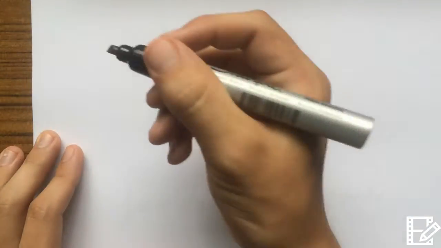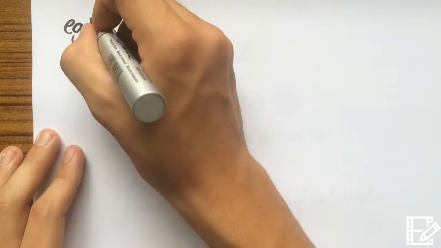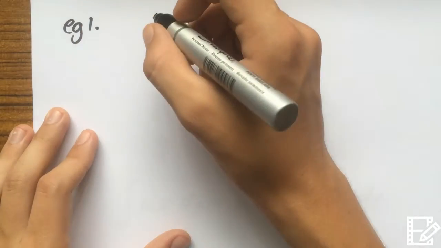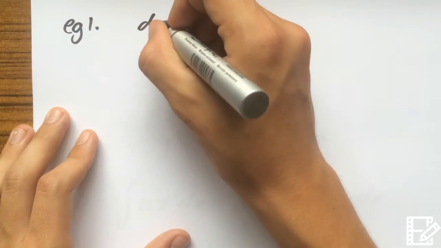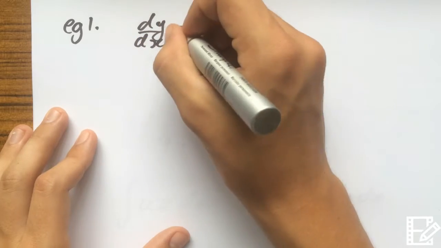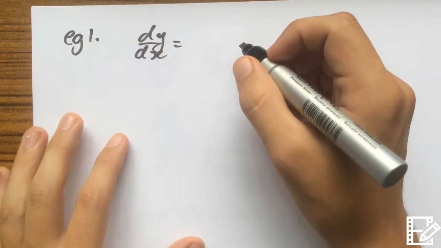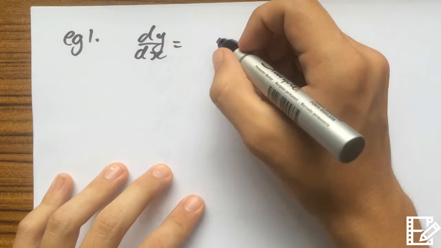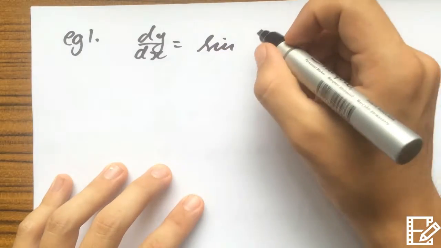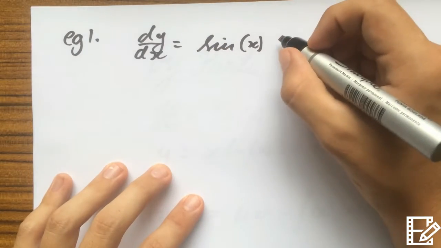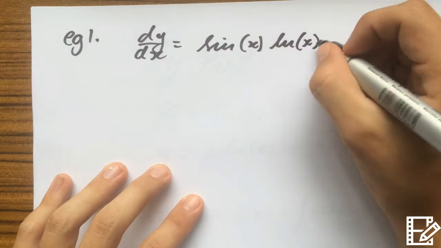Let's get started. Example 1. We'll have a function, the derivative will be sine x multiplied by ln of x.